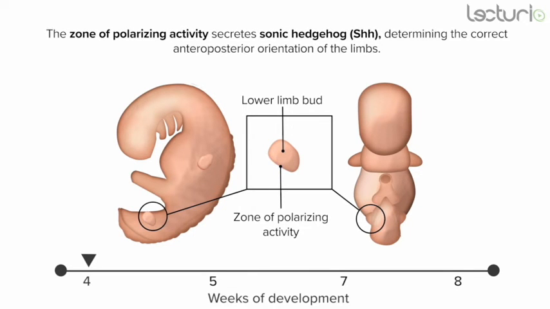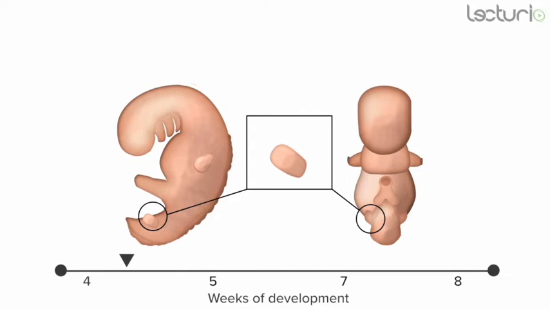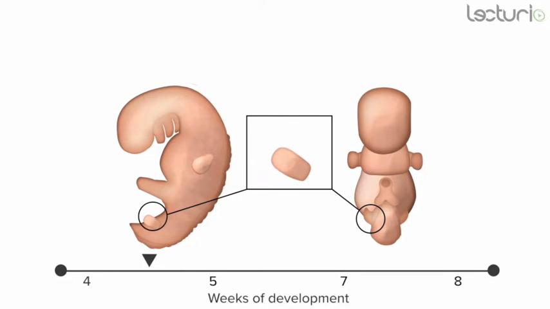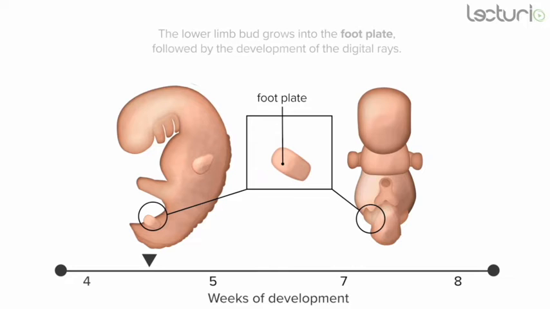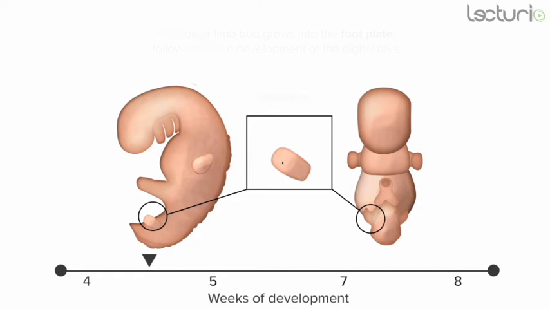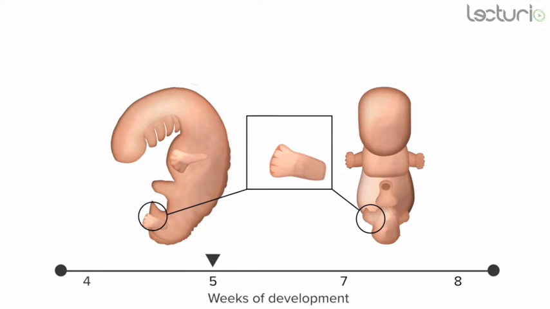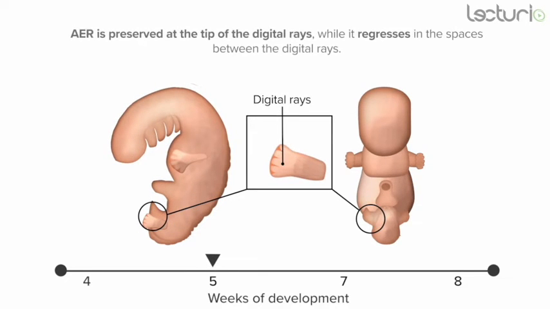The zone of polarizing activity secretes sonic hedgehog, SHH, determining the correct anteroposterior orientation of the limbs. The lower limb bud grows into the footplate, followed by the development of the digital rays. AER is preserved at the tip of the digital rays, while it regresses in the spaces between the digital rays.